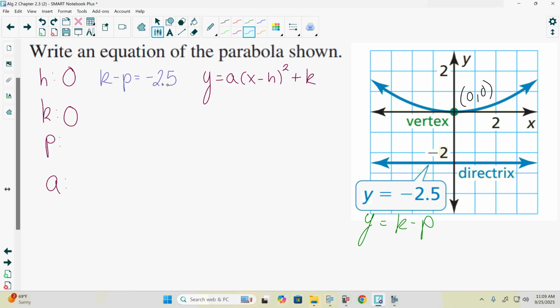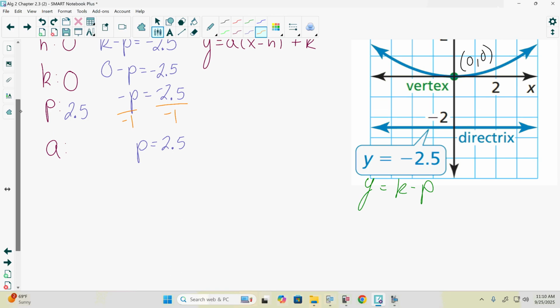Now to find the value of p, k minus p is our directrix equation, and we're told that value is negative 2.5, yes? Plug in k. Well, we're really saying that negative p is equal to negative 2.5. At this point we can divide both sides by negative 1, telling us p is 2.5. Questions on how we found the value of p?